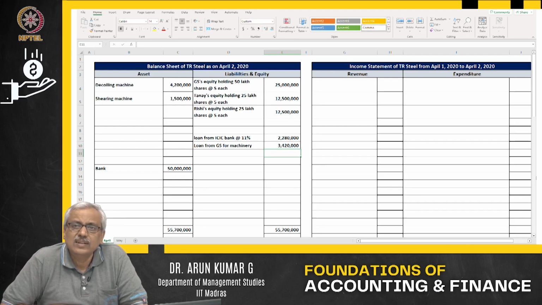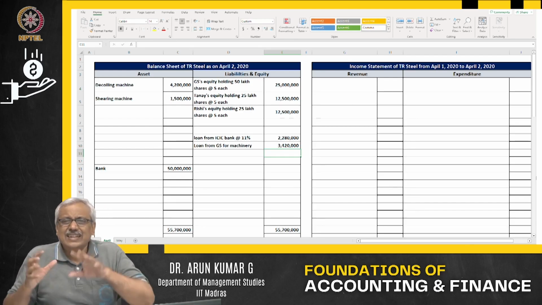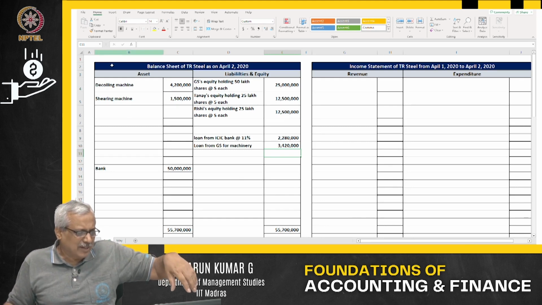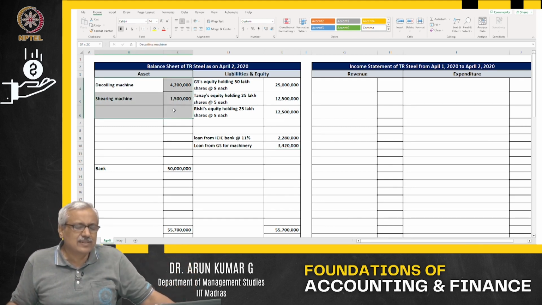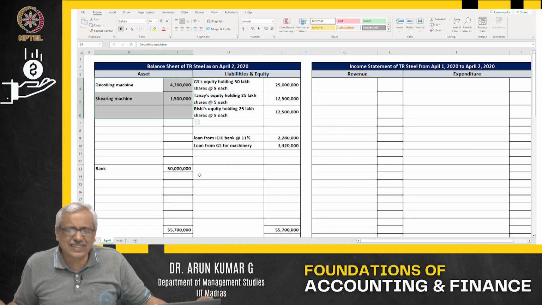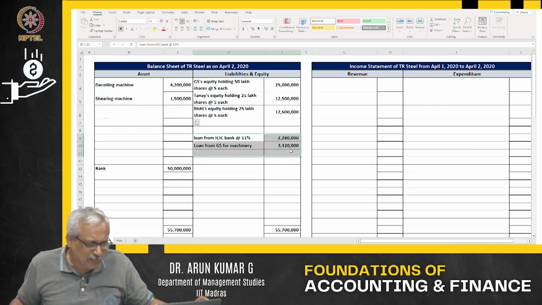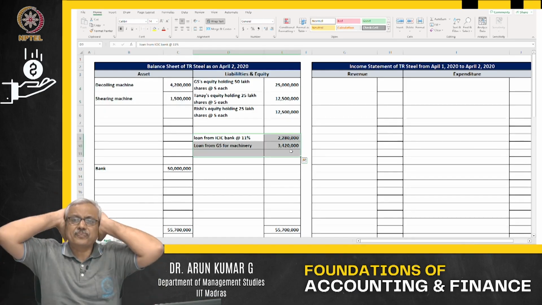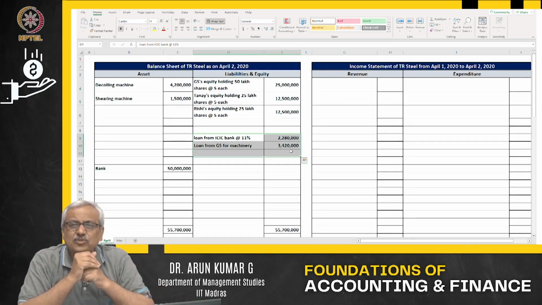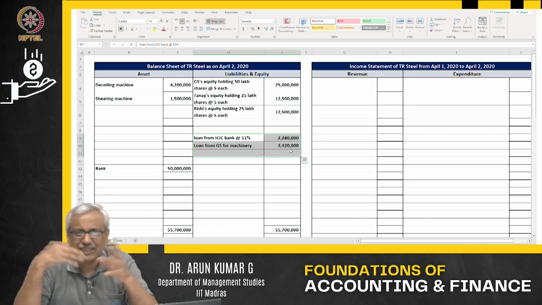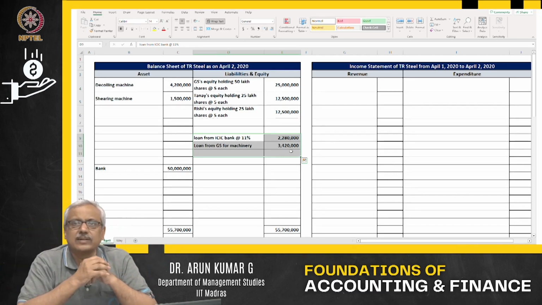Now, what happened in this transaction? An asset was purchased, asset was created, the asset side positively impacted. Correspondingly, how did you finance this asset? You have financed this asset with a borrowing. So, liability is getting affected. So, in this case, two parts of the transaction, one asset getting impacted, another liability getting impacted.